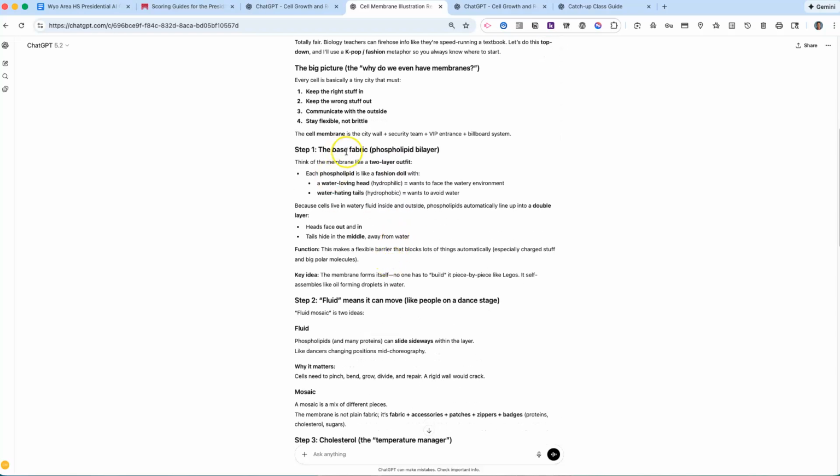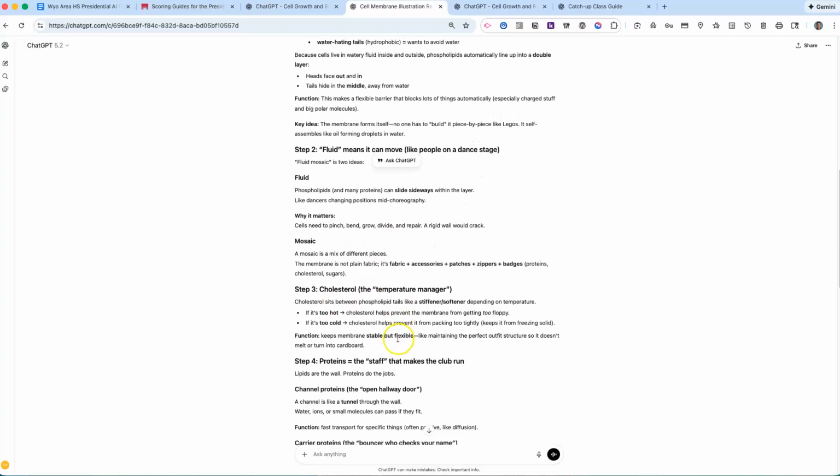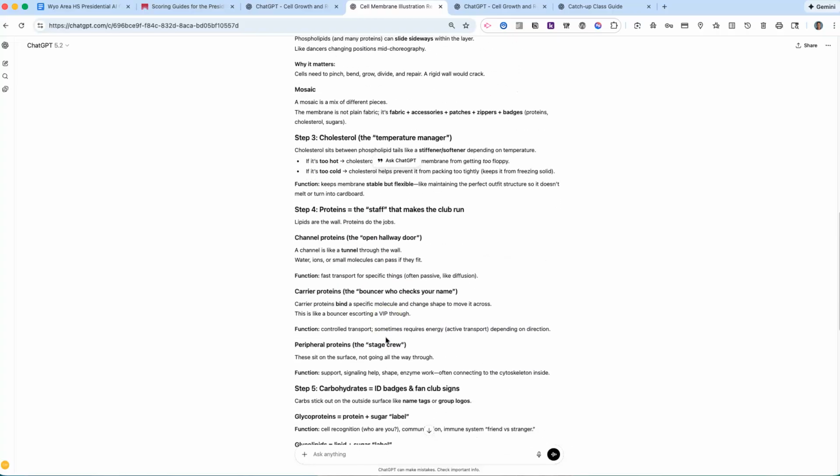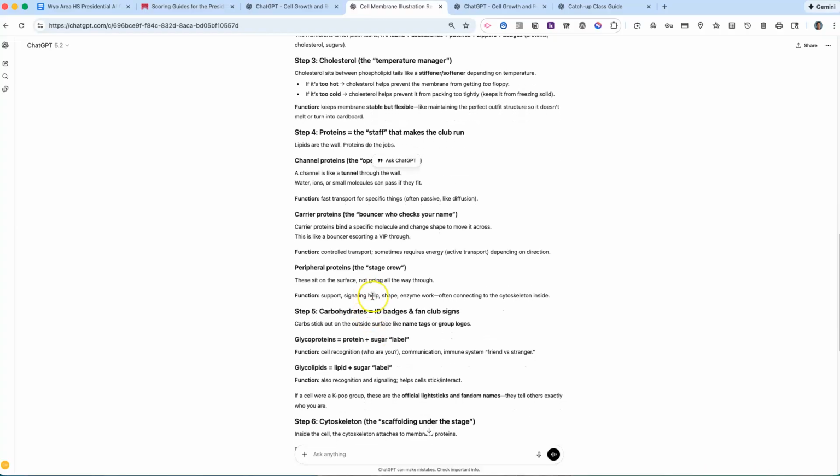It tries. It tries to put phospholipid bilayer in terms of a two-layer outfit, like a doll. But it continues to use these big words, and notice the chunkiness of this text. It's trying, but it doesn't know the context of the student with this teacher's particular set of notes and other ways of teaching at this high school in Maine, hometown USA.